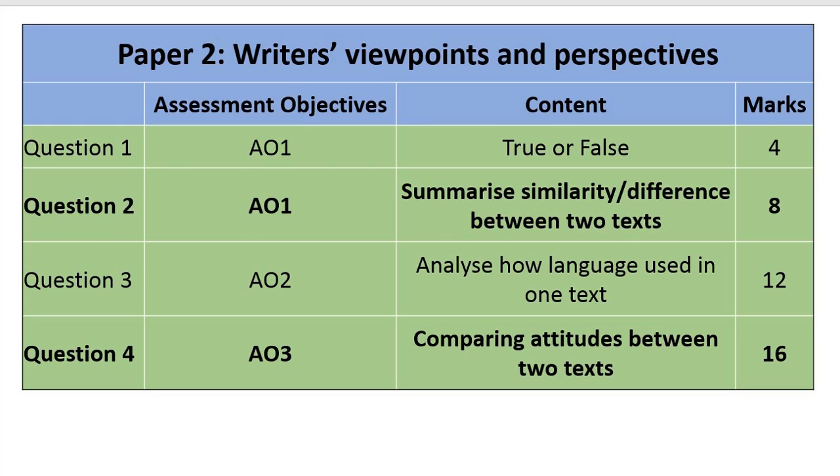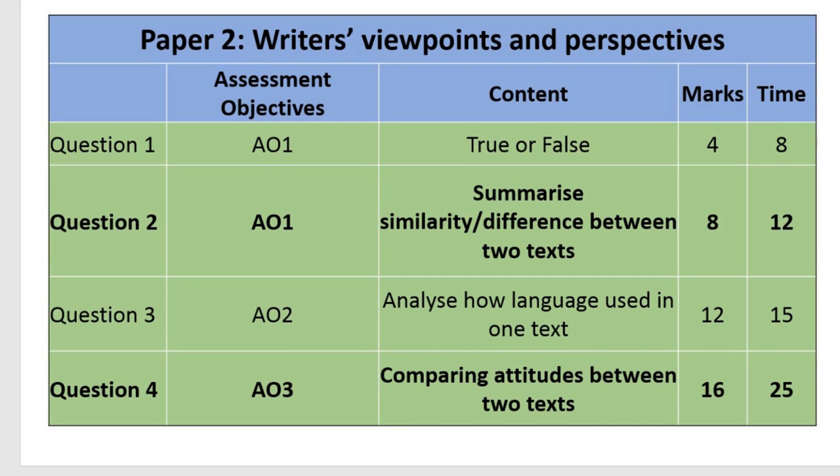I'll run through these in more detail in a moment. Question 1 though is the 4-mark question, very simple, true or false. Select the 4 responses that are true. Question 2 is the simple comparison. Summarize the similarities or differences between the two texts. Question 3, this is very similar to question 2 on paper 1, although this is worth 12 marks, so you're expected to write a little bit more and in a bit more detail, analysing language. And question 4 finally is comparing the attitudes between the two texts, so this is a more detailed comparison. This is building on the comparisons you found for question 2.